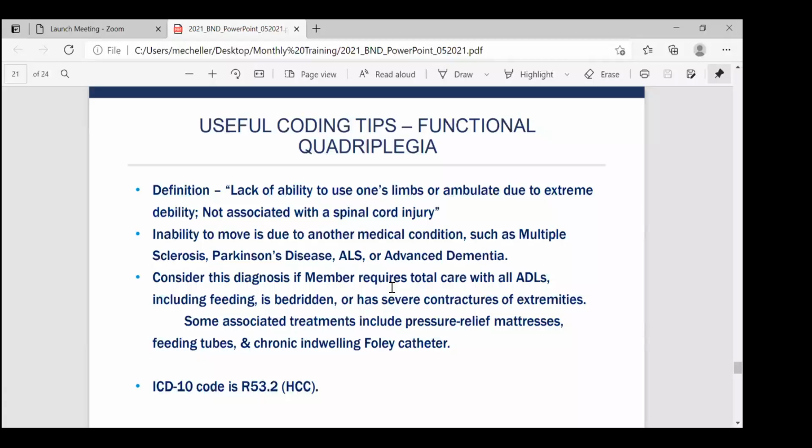So for our doctors that maybe go into skilled nursing facilities, or they have some sort of homebound type practices, and members meet the criteria for functional quadriplegia, here is a diagnosis code that will risk adjust, R53.2, if your members are supported by these particular conditions listed here.